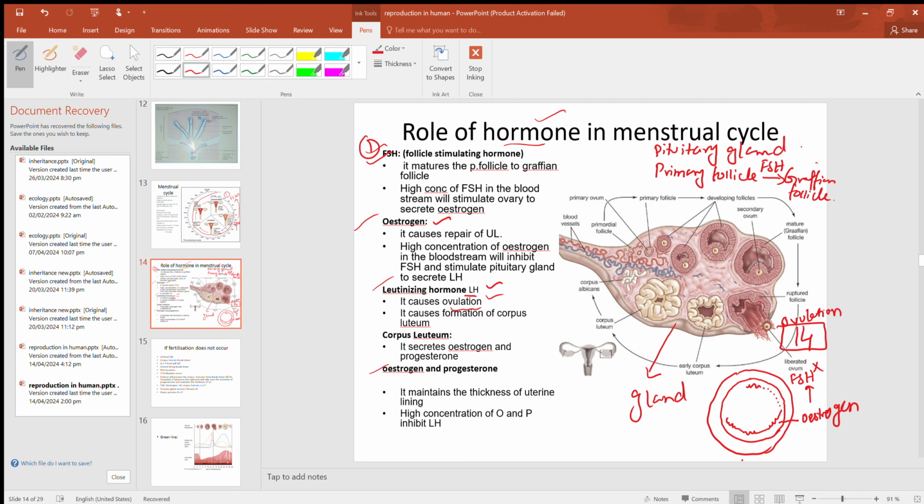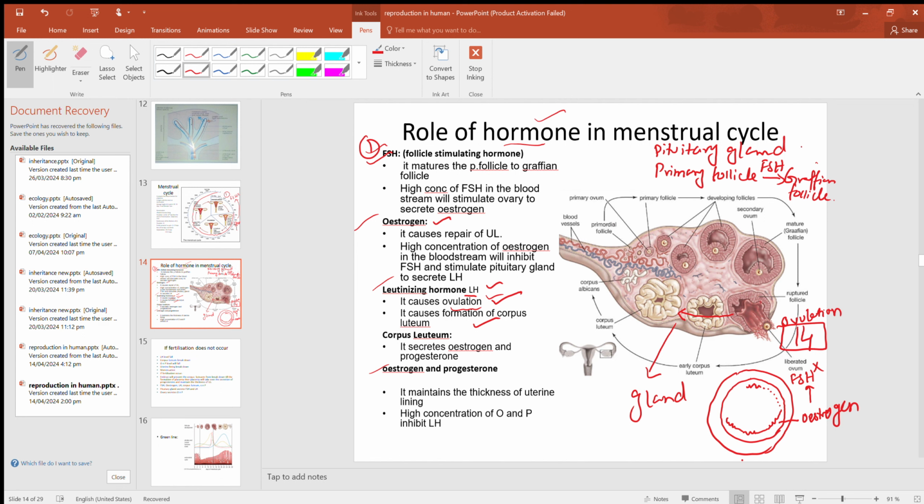Clear? Now, we know that immediately after the release of the egg from the ovary, this Graafian follicle will turn into the corpus luteum. So LH has two roles. Number one, it causes ovulation, and number two, it causes formation of the corpus luteum. Clear? So LH has two roles.